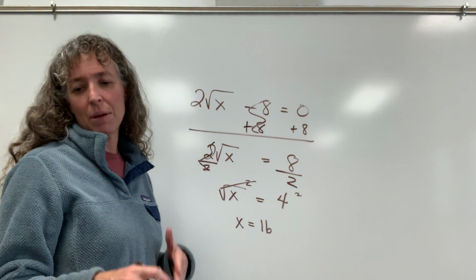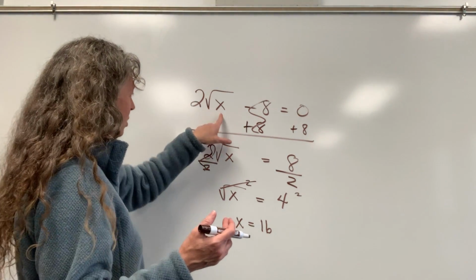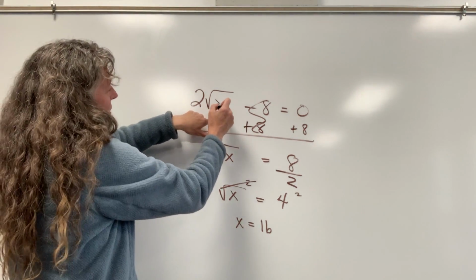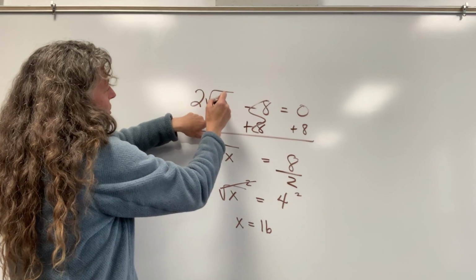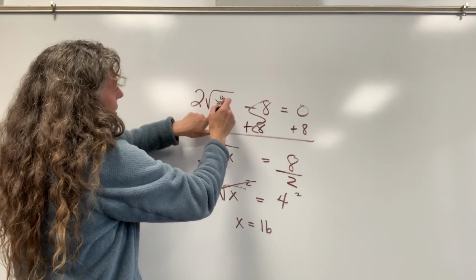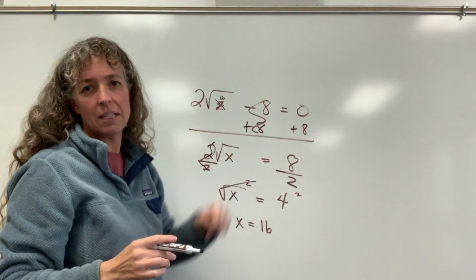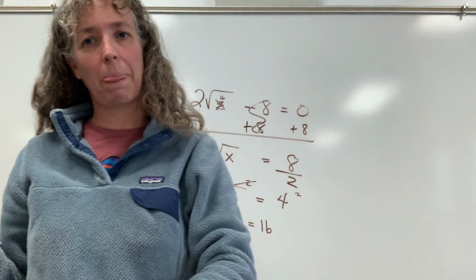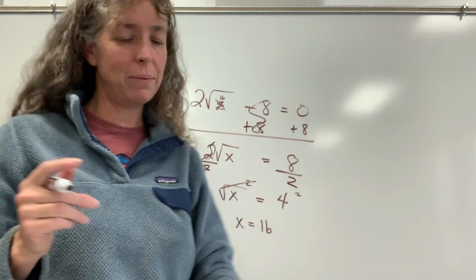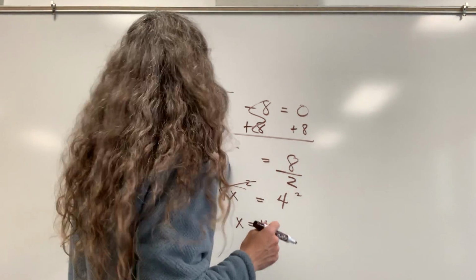It says in the example that we're supposed to check it. What that means is just to plug it in here. If this was 16 right here, square root of 16 is 4. 4 times 2 is 8. 8 minus 8 is indeed 0. So that worked perfectly. Okay, let's turn the page to example number 2.